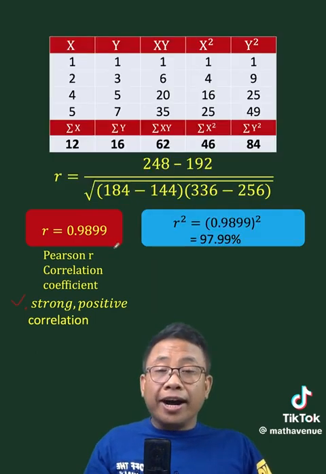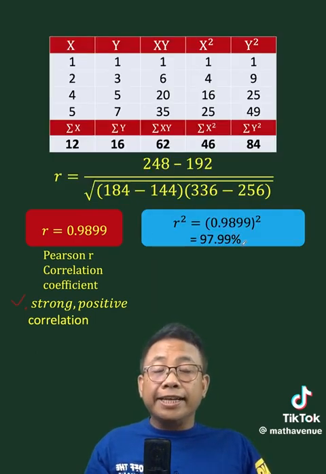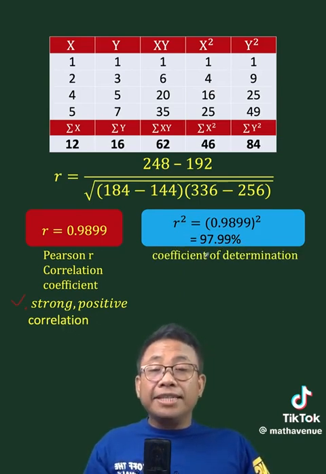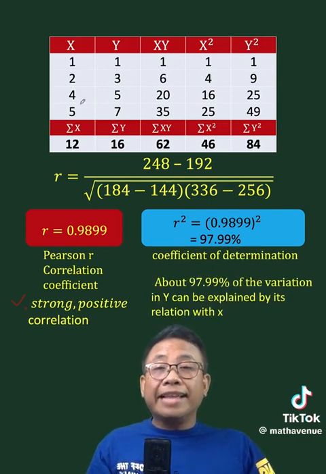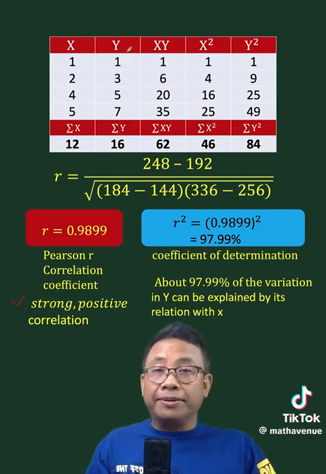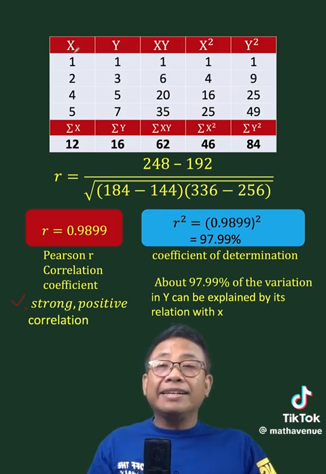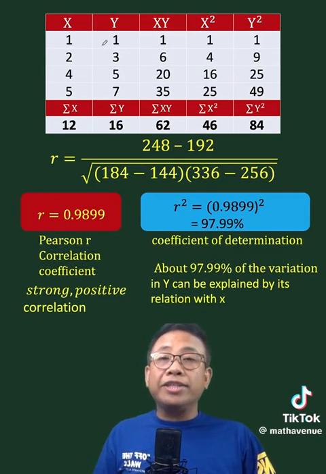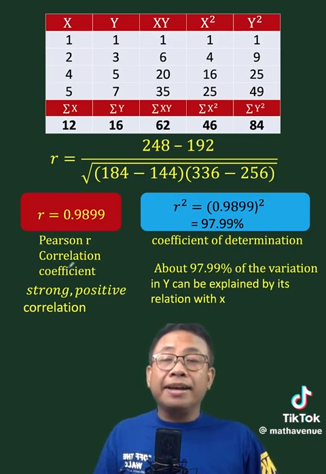Now, if we square R and convert that to a percentage, the result is 97.99%. This value is what we call the coefficient of determination. This means that about 98% of the variation in X can be accounted for by its relationship with the other variable, Y. But correlation cannot identify which one is the dependent and which one is the independent variable, because you can switch X and Y in this case, and you will still get the same R value.